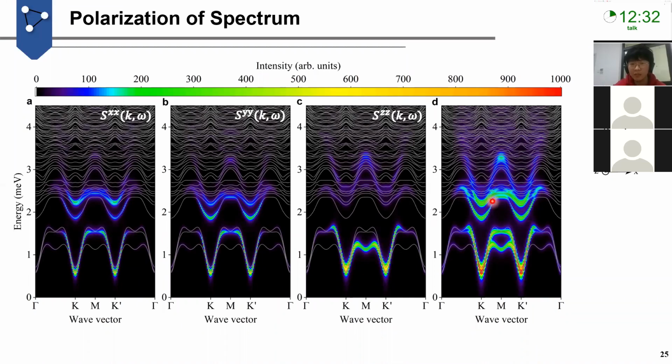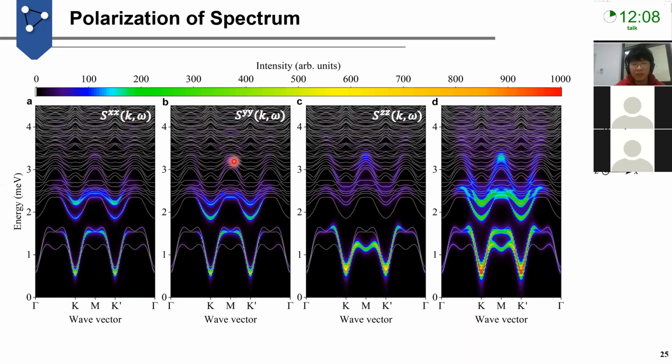In the intermediate regions, we can see that the out-of-plane mode contributes a little. It mainly contributes from the in-plane mode. And in the much higher energy regions, it actually comes from the hybridization between the in-plane mode and the out-of-plane mode.